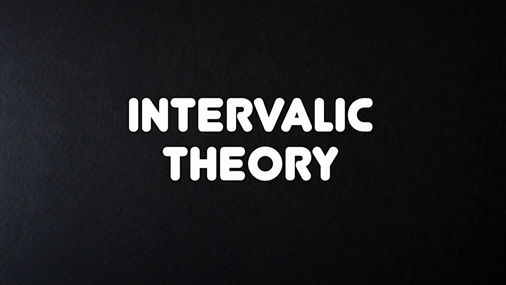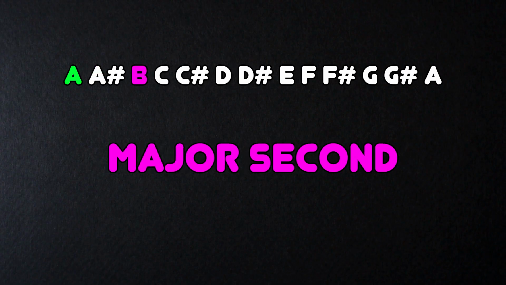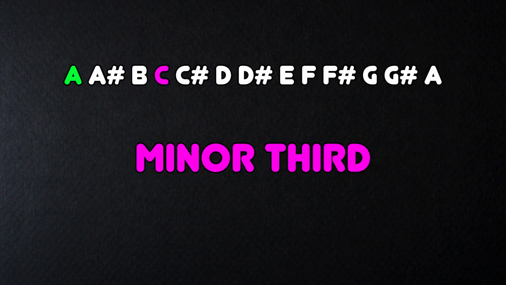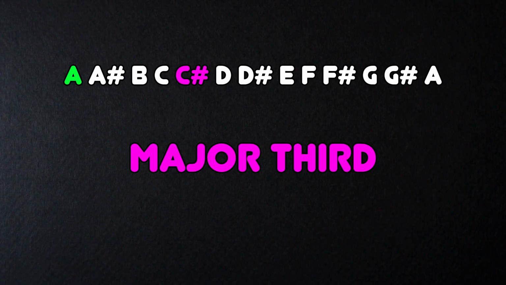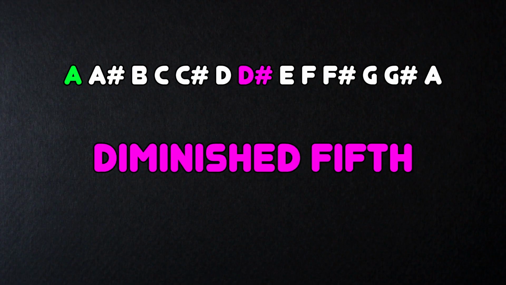Intervallic theory is simply the name for each interval between notes. If we move up 1 semitone from our root, we get a minor second. 2 semitones is a major second. Move up 3 and you get the minor third. Move up 4 and you get the major third. Move up 5 and you get the perfect fourth. Move up 6 and you get the diminished fifth or the tritone.